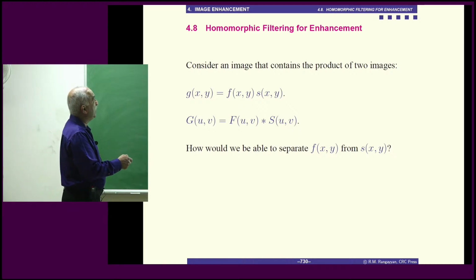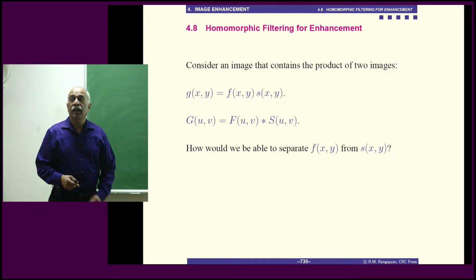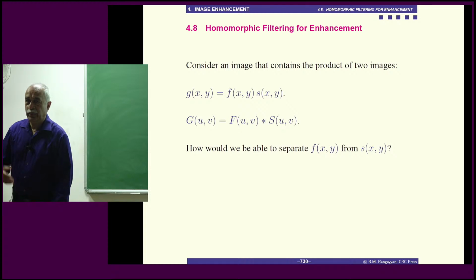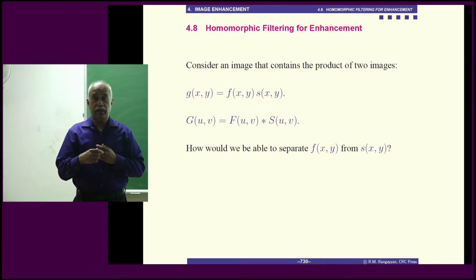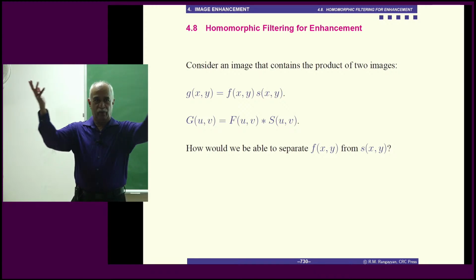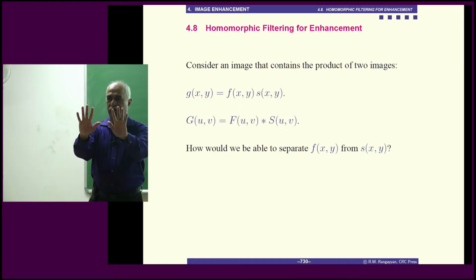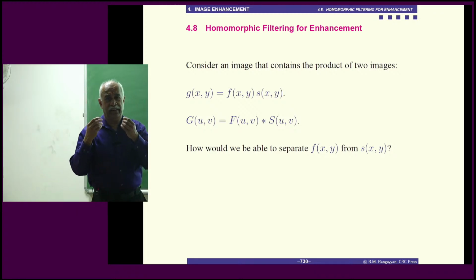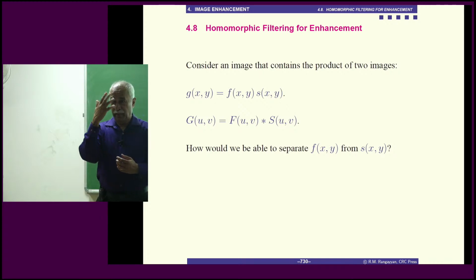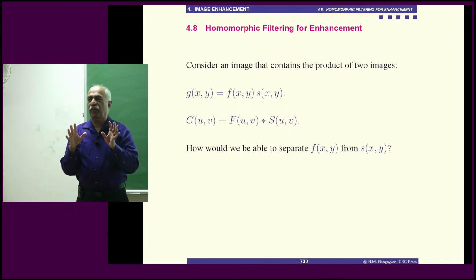So consider an image that is a product of two functions. g(x,y) is f(x,y) times s(x,y). I mentioned that earlier. When you take a picture of me, for example, the picture you get is the product of the illumination function, the light that you put on me or the light that is coming from wherever, and my reflectivity pattern. What is reflected? Black areas don't reflect much, lighter areas reflect more. So my reflectivity pattern is the actual information; the light source is expected to be uniform.